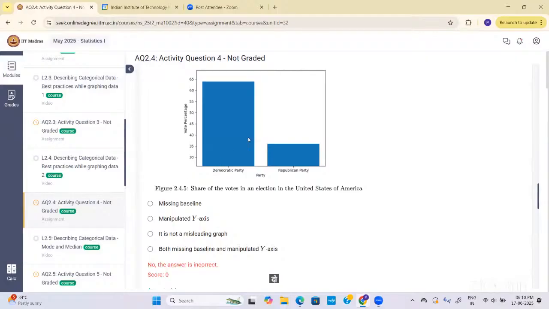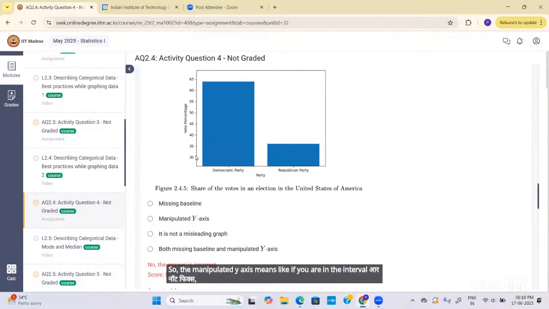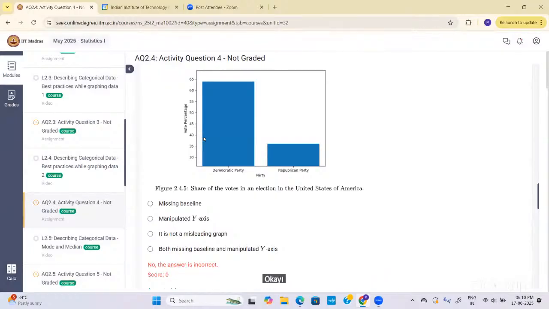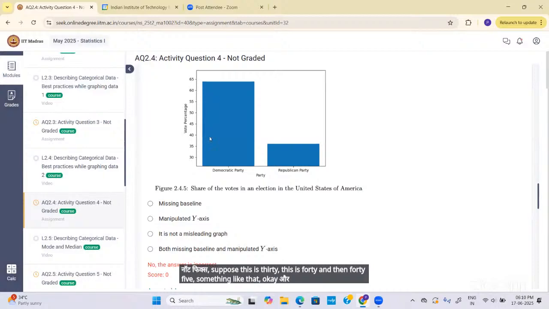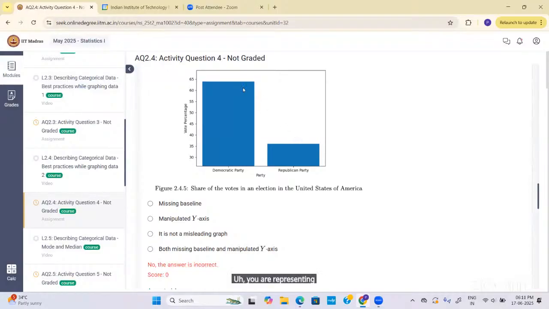Won't manipulated y-axis mean, like, if the intervals are not fixed? Suppose this is 30, this is 40, and then 45, something like that. By doing the manipulation, you are exaggerating your interpretation. Suppose in one graph, you are representing the same thing where this difference seems very small. In that case, it might be misleading for the reviewer. So that should not happen. In that case, it will be a manipulated y-axis.